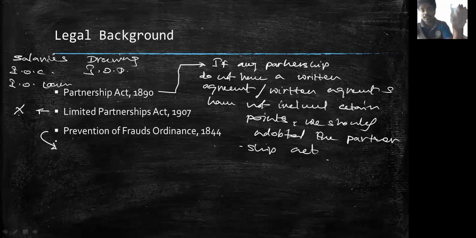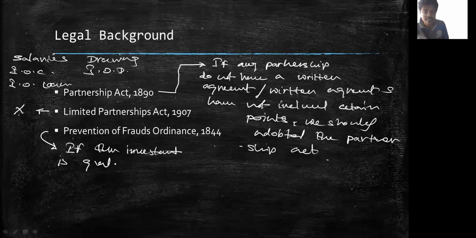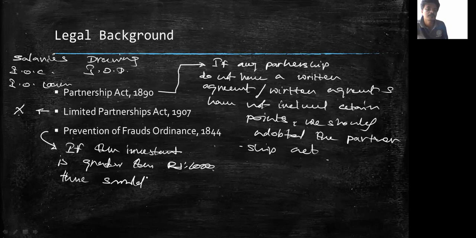Those are acceptable. But this Prevention of Frauds Ordinance 1844 says if the investment is greater than rupees 1000, there should be a written agreement.